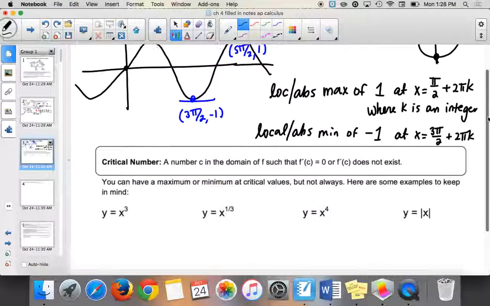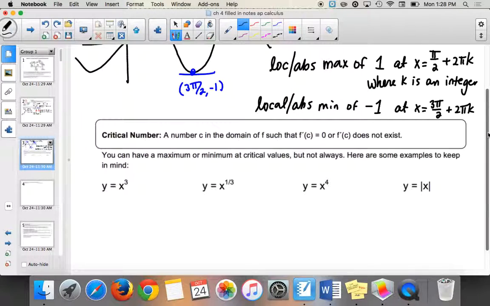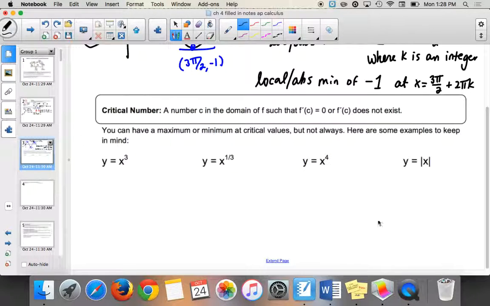All right, so critical numbers. A number c in the domain such that f prime of c equals 0 or f prime of c does not exist, okay? So we could have weird things. We could have places where we have a corner or a cusp. So you can have a maximum or minimum at critical values, but not always. Here are some examples to keep in mind. These are 4 examples in calculus that you always need to know, so have them in the back of your mind at all times.